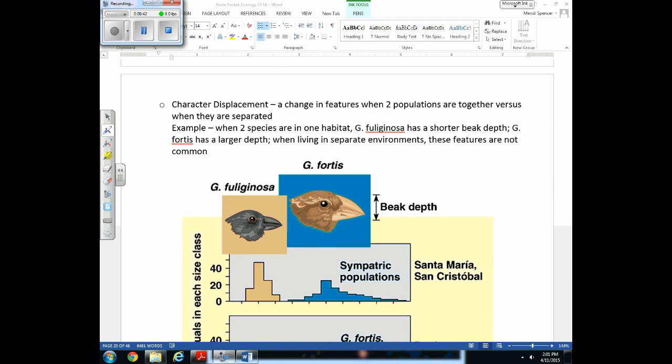While we're talking about niche, let's talk about character displacement. We see character displacement, or a change in features, depending on whenever two populations are together versus when they're separate. A good example is with these birds. Whenever you have these birds and they're living in the same environment, you can see that they develop different adaptations. So this Fortis species will have a more deep beak, and this other species has more of a shallow beak.